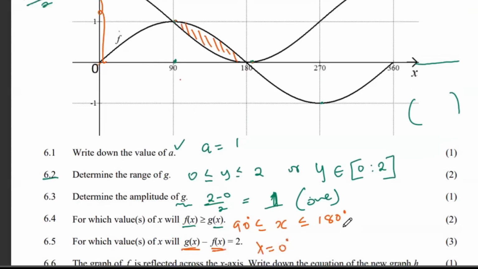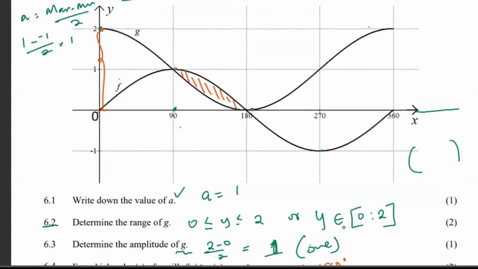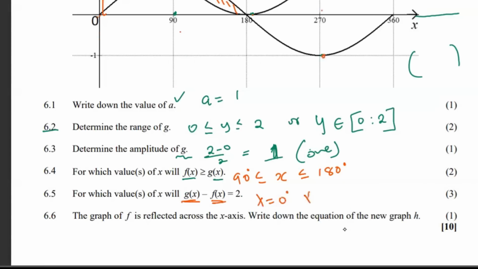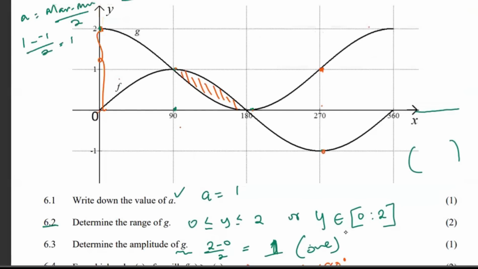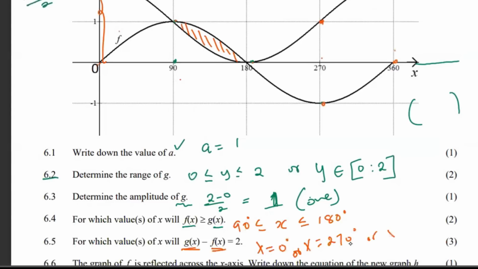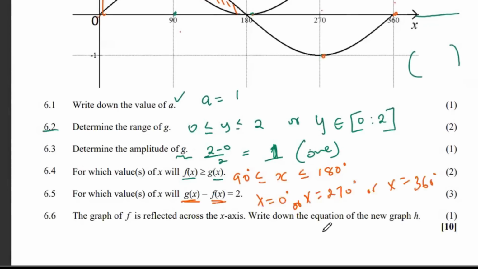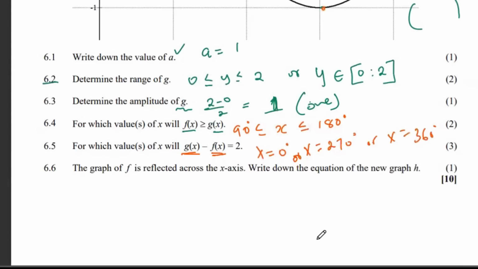Okay. Where else do we find the difference to be 2? We can see here, if g is on top and f is down, this is a 1 and that is also 1. So at 270, x is 270. What about this other one? f is still down, g is above, so this is also a solution. x is 360. Those are the values where g is greater than f, giving us 2 units.